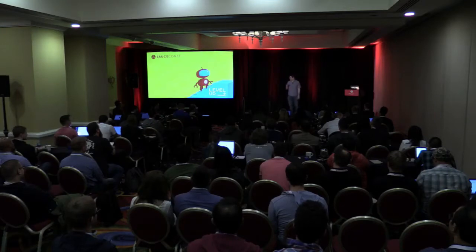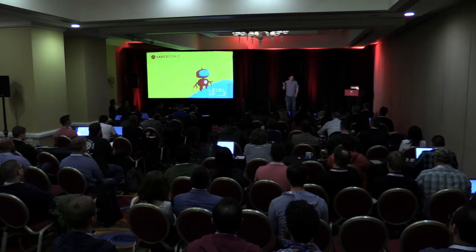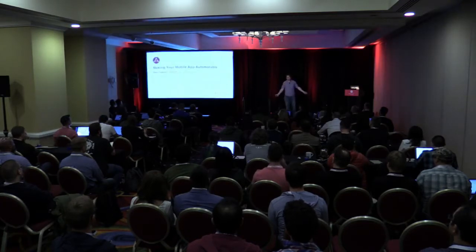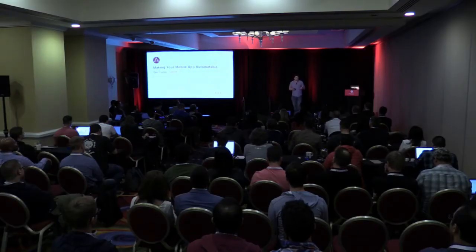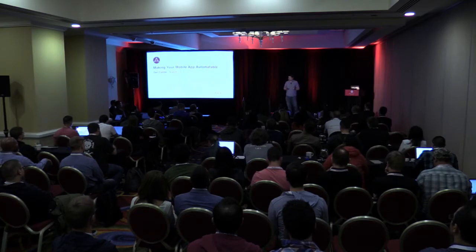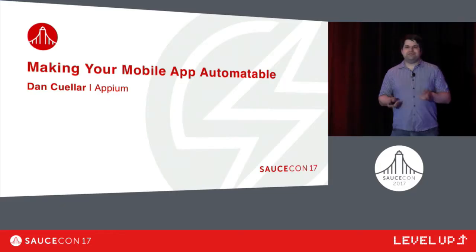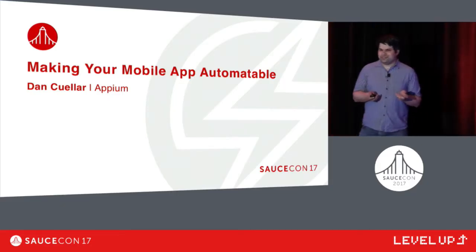This is a fun talk. So this is not a technical talk. I'm not even talking about Appium. I'm talking about something else. So I'm talking about how to make your mobile app automatable. I find that people want to do mobile automation, but one of the key problems I see with people is that what they're trying to automate is the main obstacle to them succeeding.